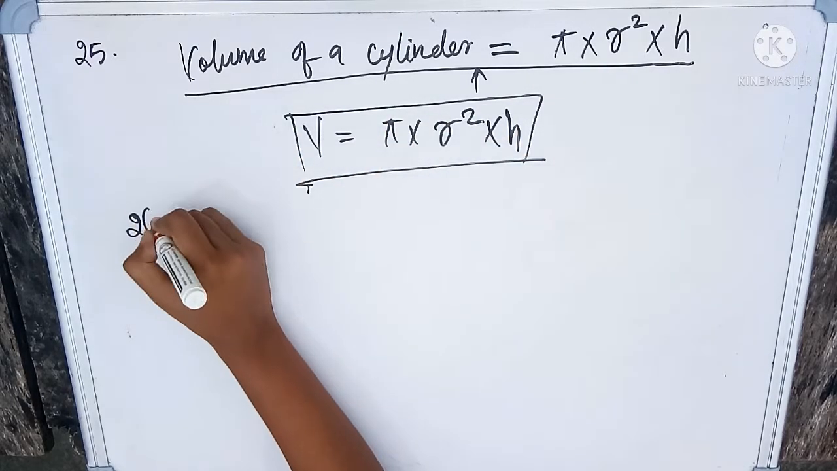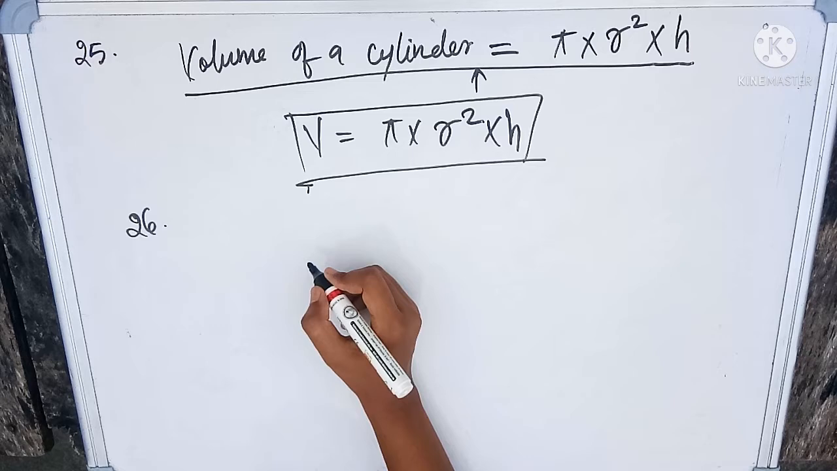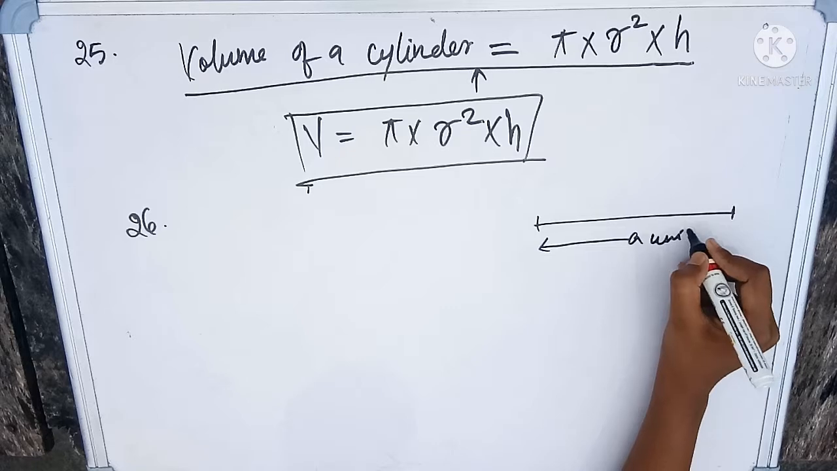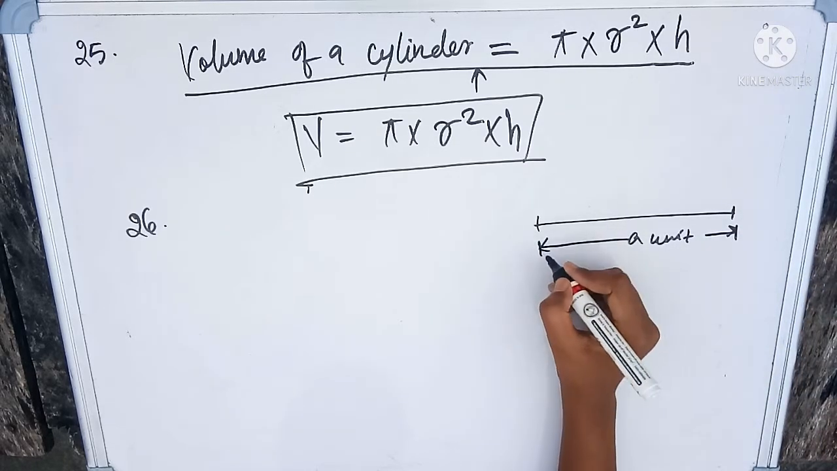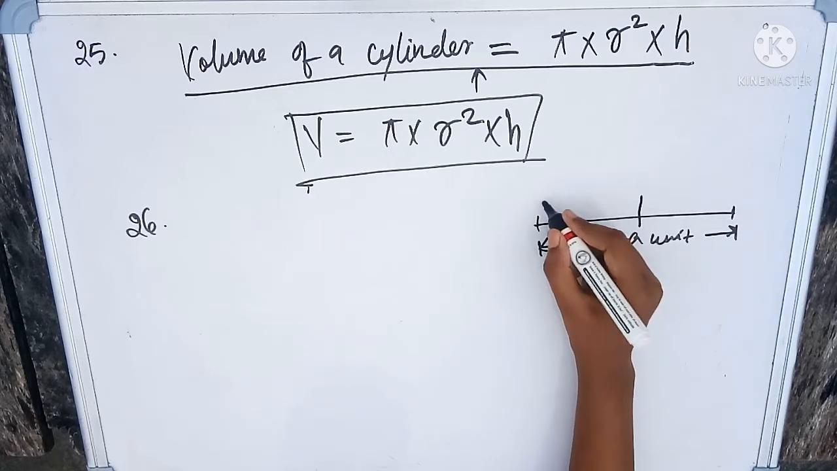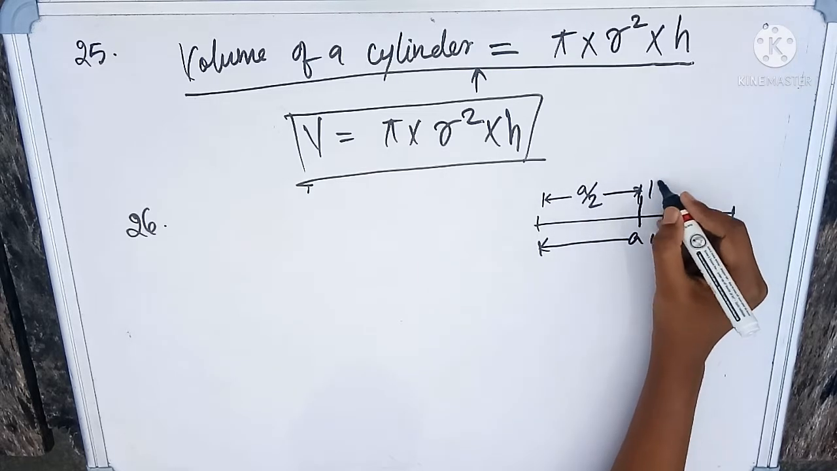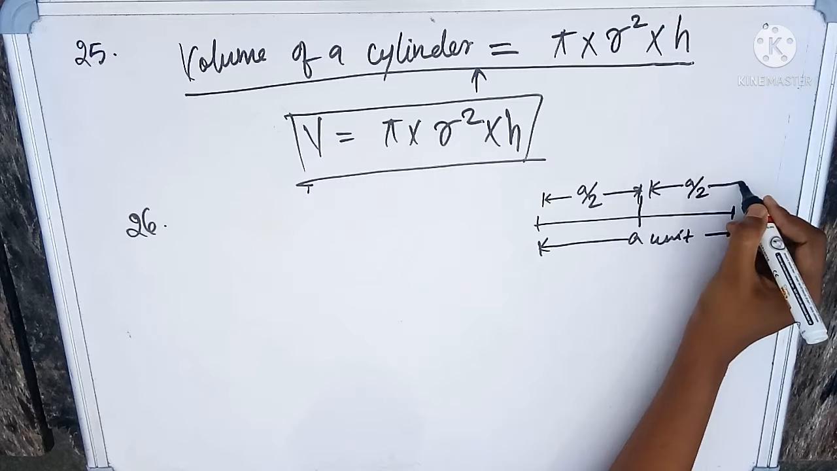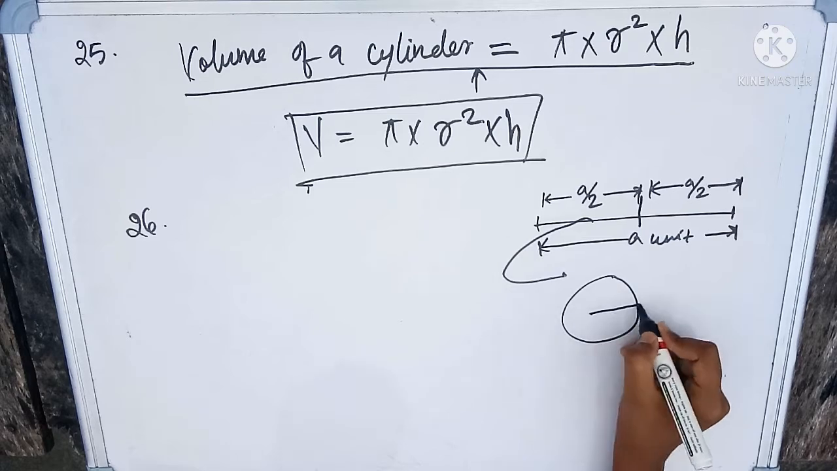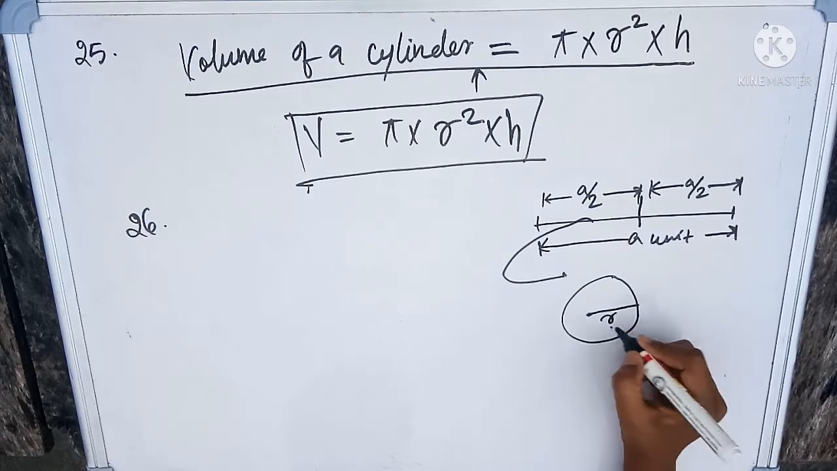In the next question, question number 26, it says that a wire of length A unit is cut into two equal pieces. We have a wire and the length of this wire is given as A unit. Now this wire is cut into half. So we can say that the length of this half unit can be A by 2 and another half we can say is of A by 2 unit. Now from this first half we will make one circle by r as a radius. Now we have to frame the formula by making r as a subject.